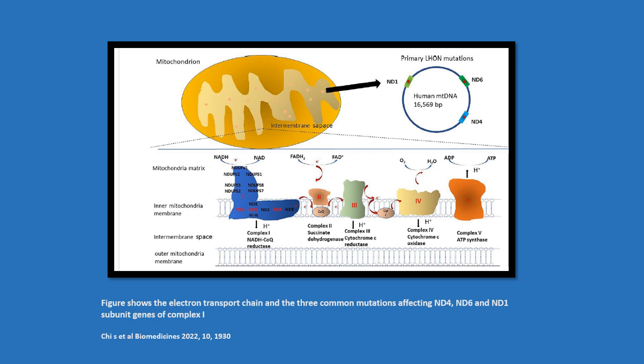This figure shows the electron transport chain in the mitochondria and the three common mutations affecting ND4, ND6, and ND1 subunit genes of complex 1.